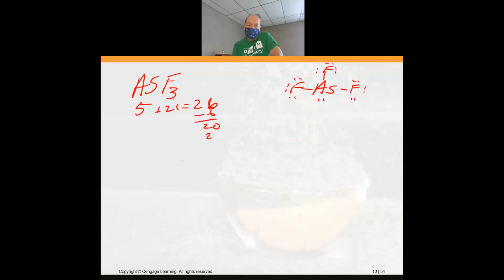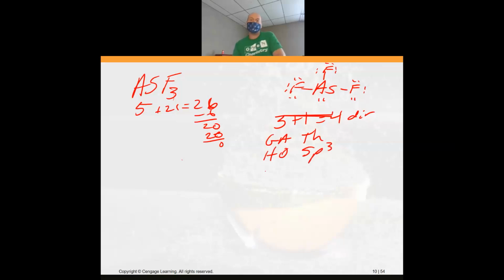All right, so we see we have 3 bonding directions and 1 lone pair direction. So we have 4 directions. So our geometric arrangement is tetrahedral. The hybrid orbital is sp3. Then we have to draw it in 3 dimensions.